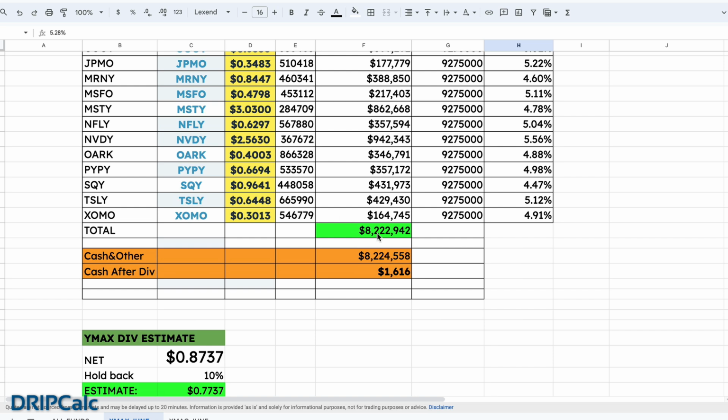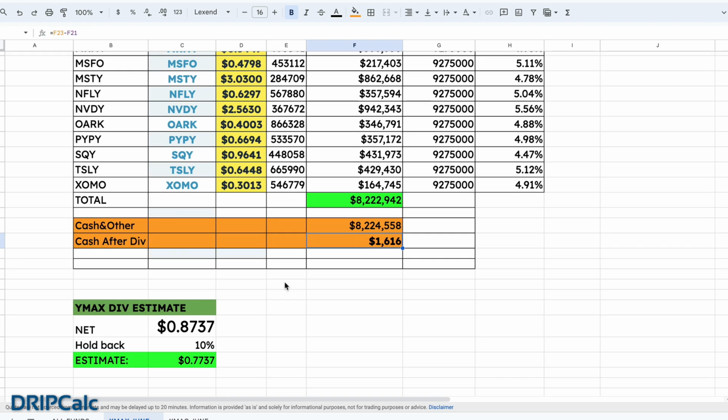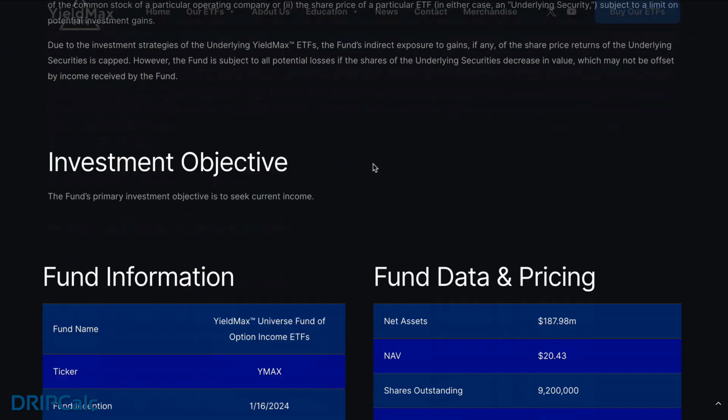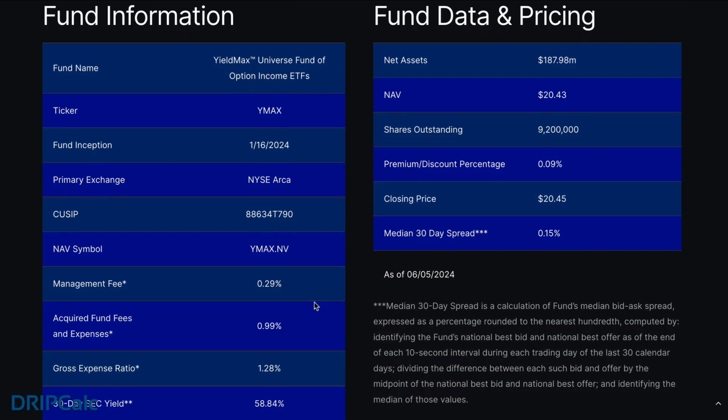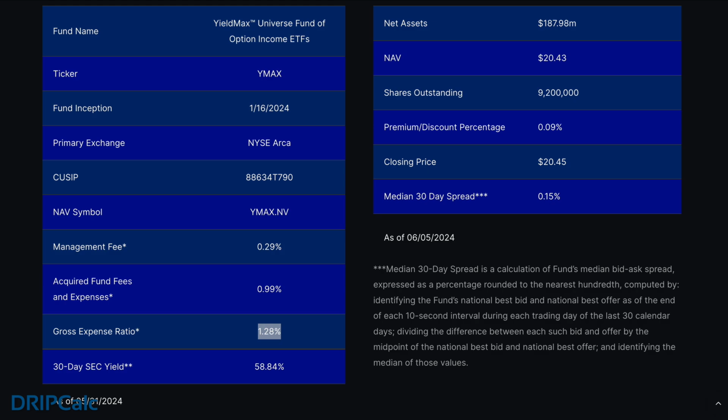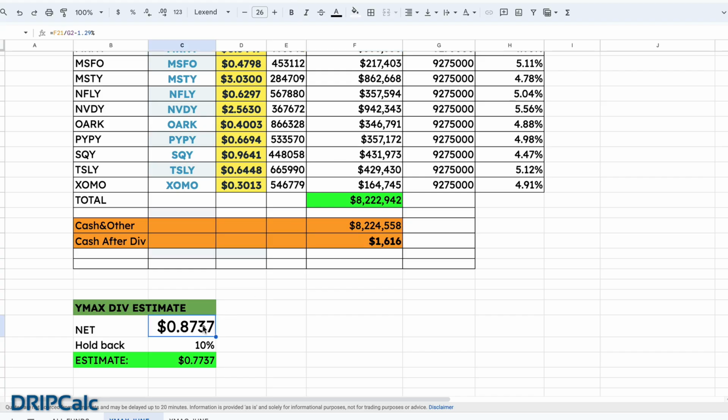Okay, so this is how much cash they will collect, and if they pay it out 100%, they will be left with basically $1,616. Okay, but keep in mind this fund has a fee, and the fee is 1.28%. So that actually helps us, and I already added this to our calculation right here. So we subtract 1.28% from how much they make, and basically the net distribution that they owe to the shareholders is 87.38 cents. Okay, that's after they collect their fee.